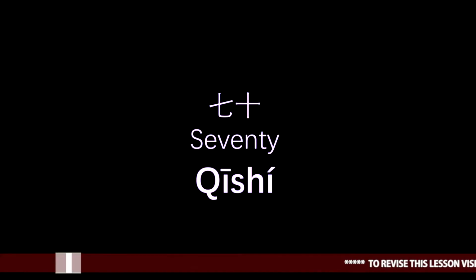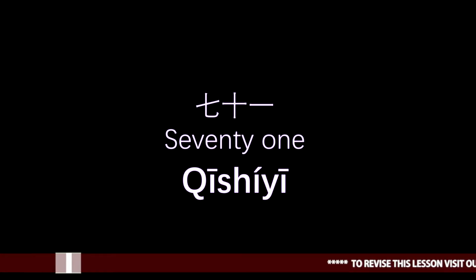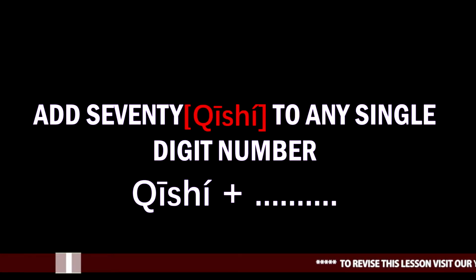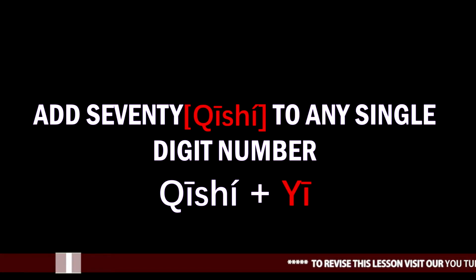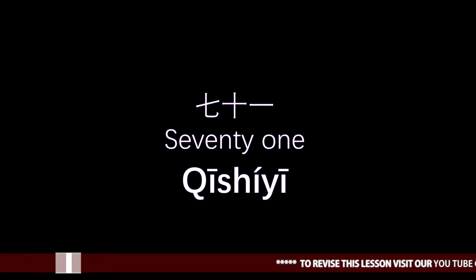What is 70? Qi shi. And then 71. Qi shi yi. We take 70 and add any single digit number. So we add 1 in this case for 71. We take 1 and add it to 70. So what is 70? Qi shi. What is 1? Yi. So what's 71? Qi shi yi. Do the same for 72 and then it goes on like that.